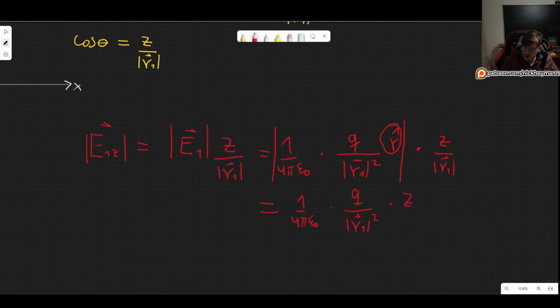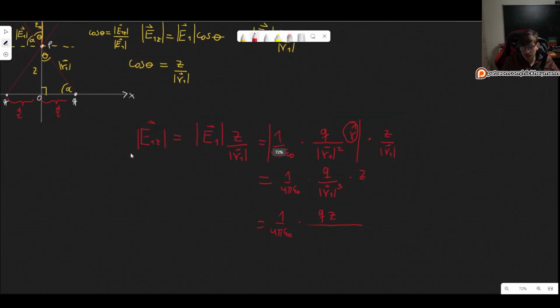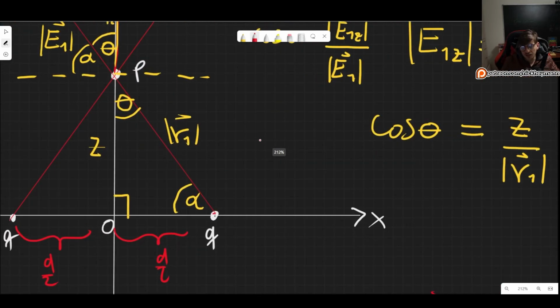And then we have z divided by this thing, which we already have down here. So instead of having this squared, let's have it cubed. Okay, and now the final step is to write down that modulus. So we have 1 over 4 pi epsilon 0 times q times z divided by the modulus of R1, which we already found in the previous section, but we can just calculate it again if you want, right?